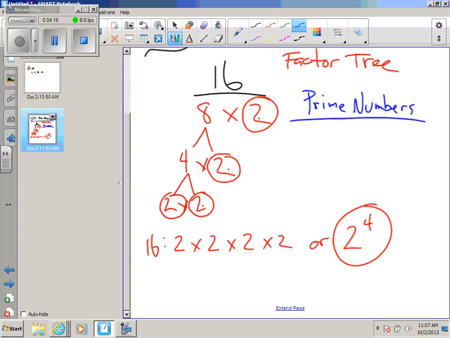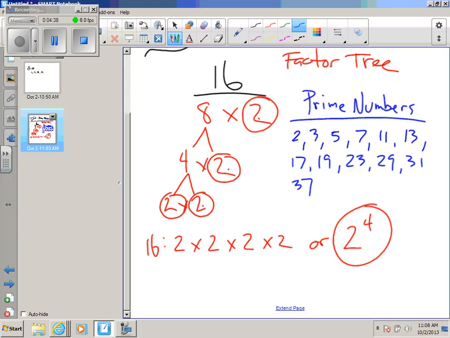Prime numbers I'll be looking for: 2, 3, 5, 7, 11, 13, 17, 19, 21, 22, 23, 27, 29, 31, 33, 35, 37. So you might want to get those somewhere and write them down so that you have them handy, so that when you see those, you automatically circle them because you know there's not really anything else you can do with them. So I'll give you a minute to do that.